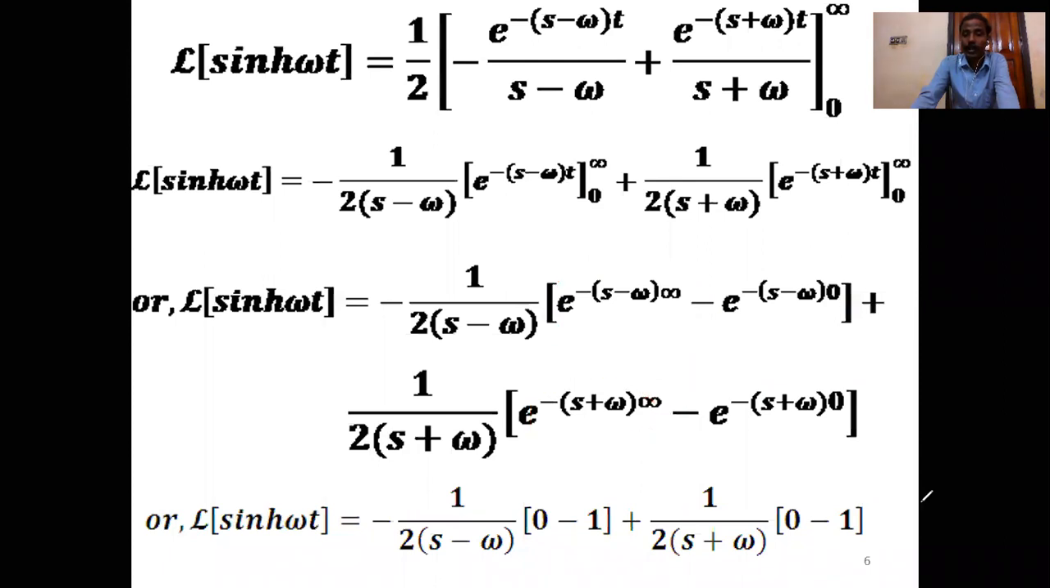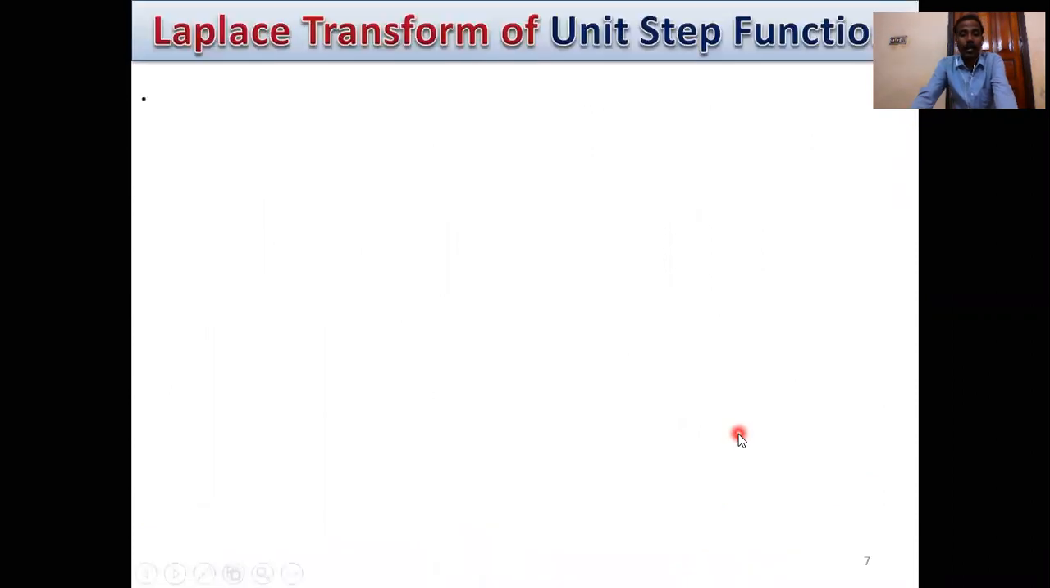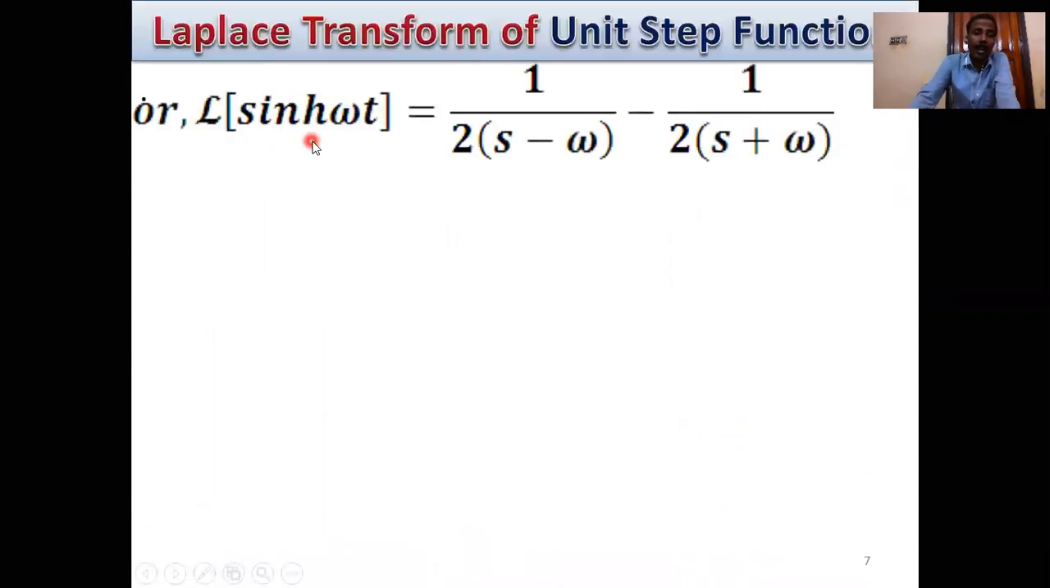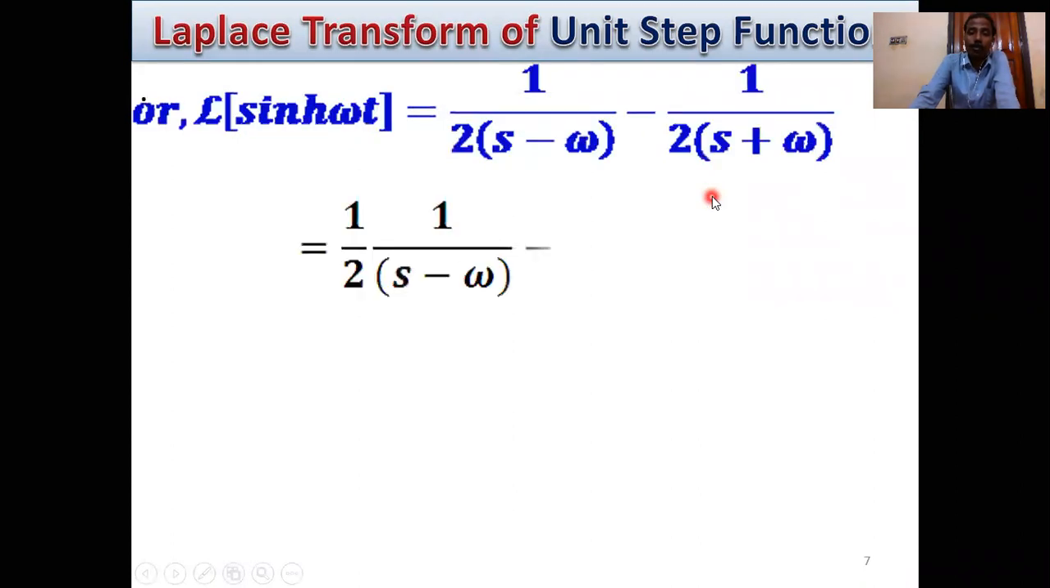Then we get 0 minus 1, 1 by minus 2 into (s minus omega), and the second part 1 by 2 into (s plus omega) into (0 minus 1). Then we get the ultimate Laplace transform of sine h omega t equals 1 by 2 into (s minus omega) minus 1 by 2 into (s plus omega).